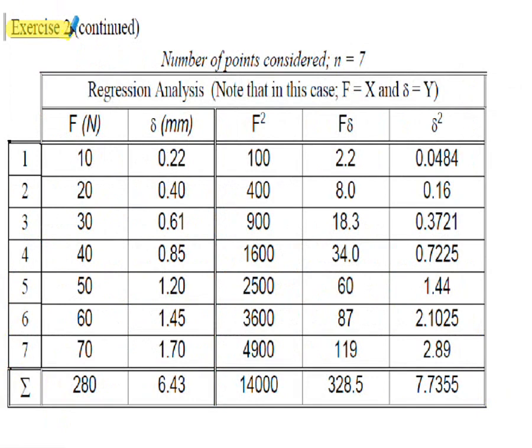So here's the solution for exercise 2. This is our table of information we're generating. Don't forget the n in this case is 7. We have 7 points in the data series we're looking at, and we need to generate the columns of f squared, f times delta, and delta squared. So these values at the bottom of the page, you'll be using these in all your work that follows over the following slides.